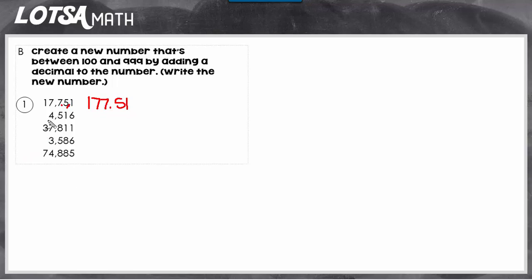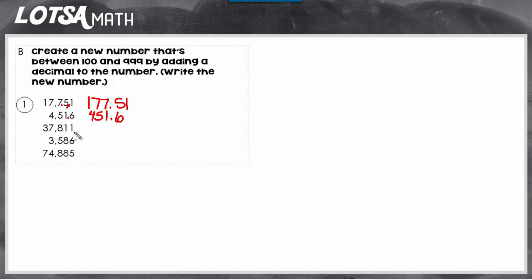All right, let's look at this one. Where would we put our decimal so that our new number is between 100 and 999? If we put it here, our new number would be 451 and 6/10. So then we have to see, is 451 in between? It is, so that's where our decimal would go for this number.